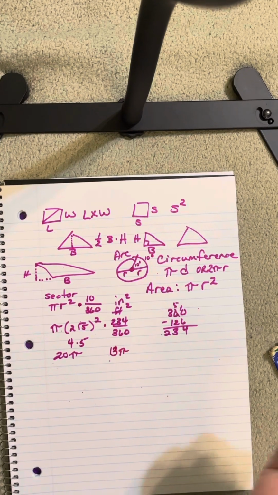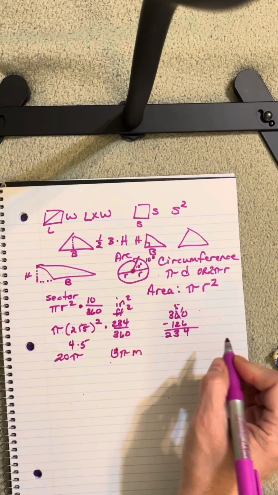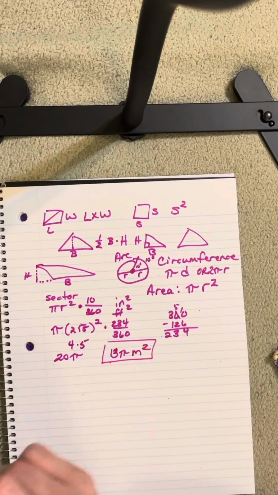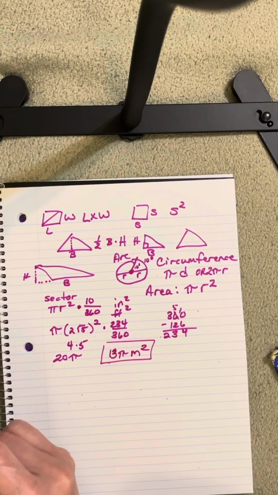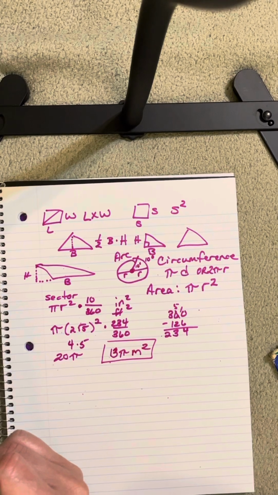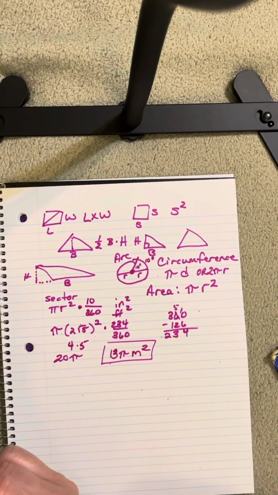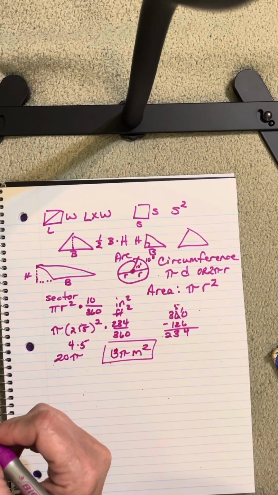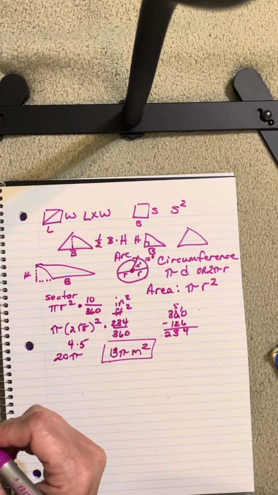And this was originally in meters. And as I said, for area, make sure that is meters squared. And then I typically will box my answers, and you'll see that on any of the answer keys that you use with me.